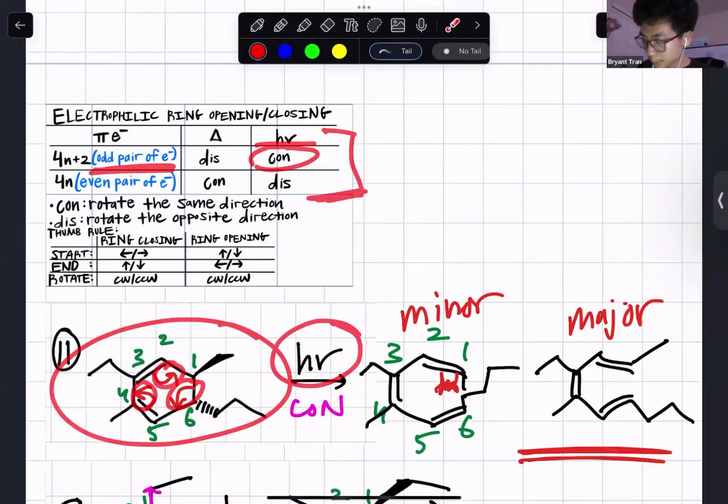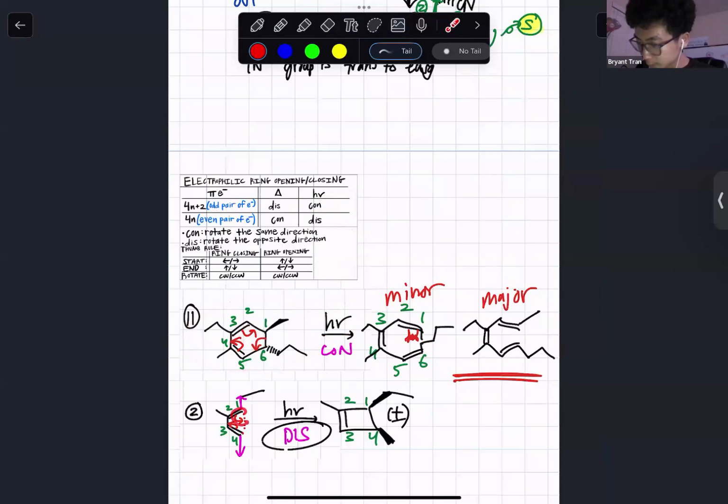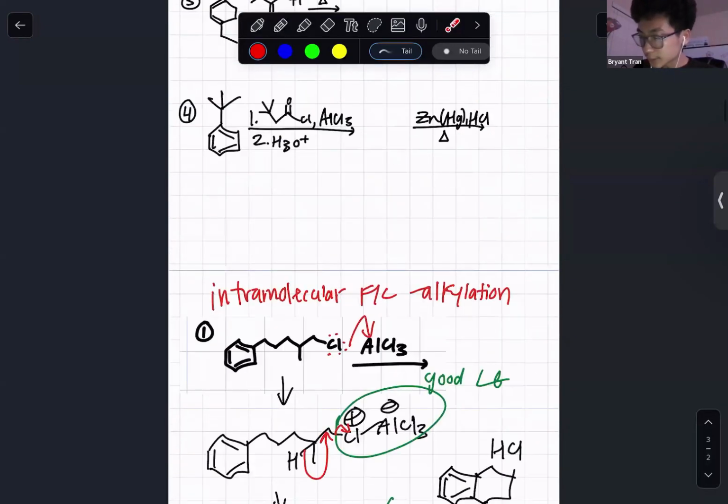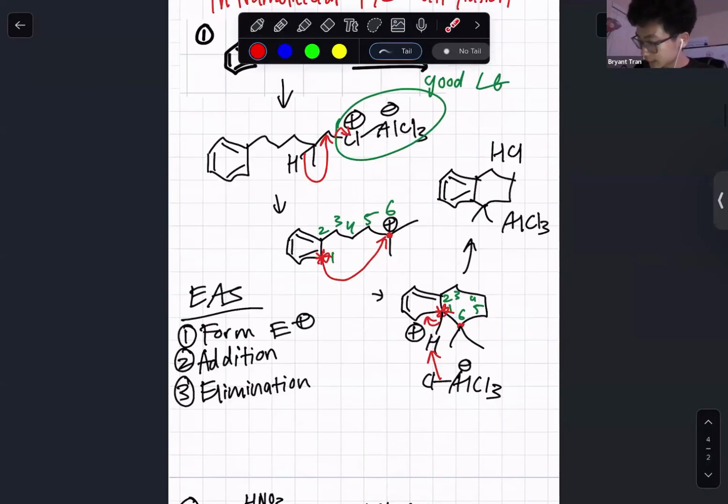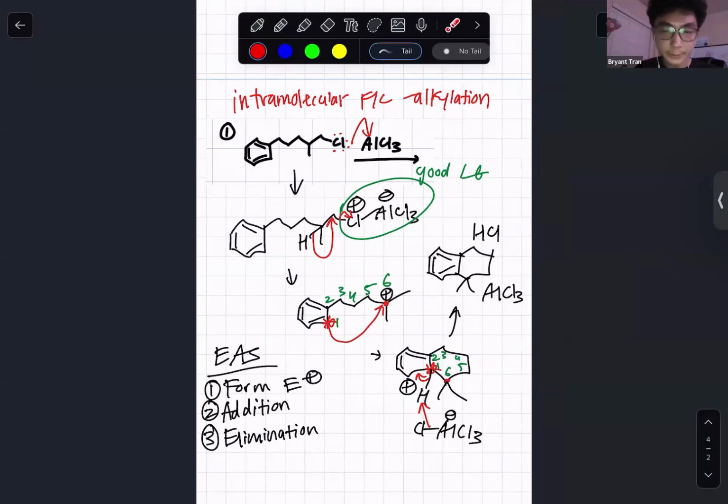If you are ring closing, we have 2 pairs of electrons here. For this specific example, which is an even number of pairs of electrons reacting with light, that's disrotatory. So this chart here is very important for that reaction to tell whether or not it's going to be conrotatory or disrotatory. Okay. Any questions on the mechanism on number 1 here for this intramolecular Friedel-Crafts alkylation reaction?